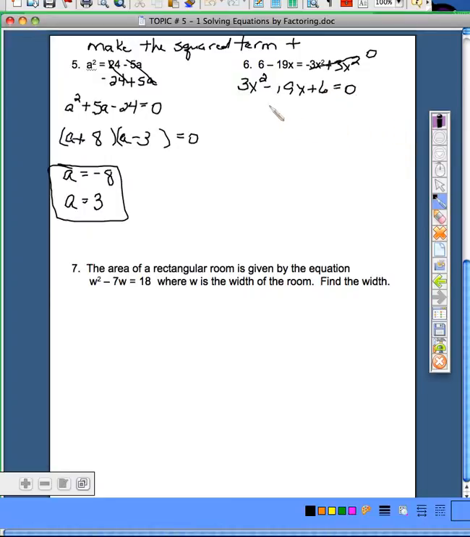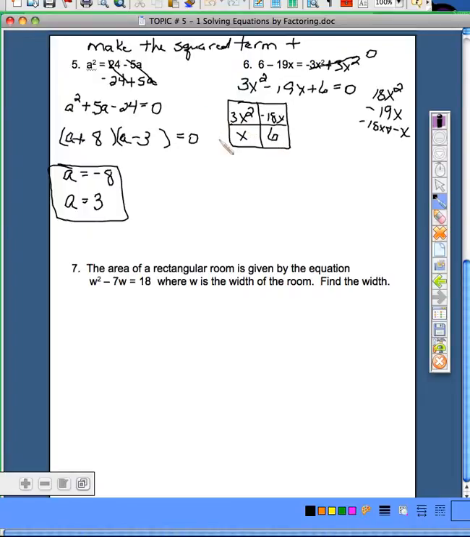Now we've got to factor. We need factors that will multiply to be 18x squared and add to be negative 19x. Well, they're both negative, so it's going to be negative 18x and negative x. So, if we have our box, you have 3x squared, you have negative 18x and x, and your 6 goes there.